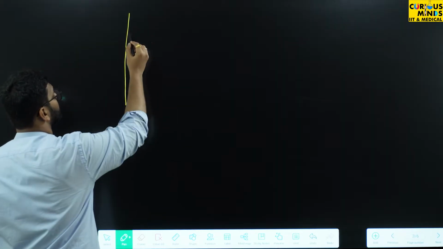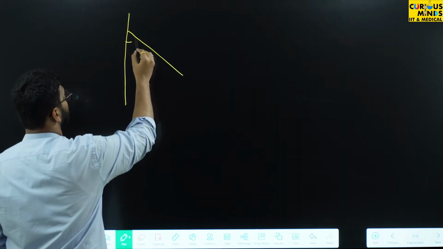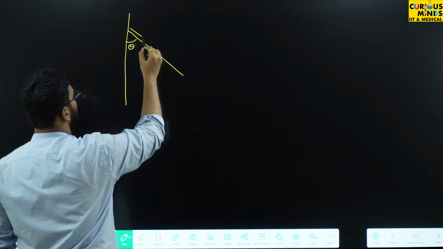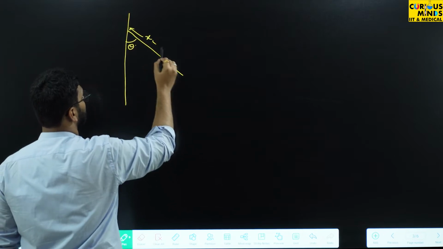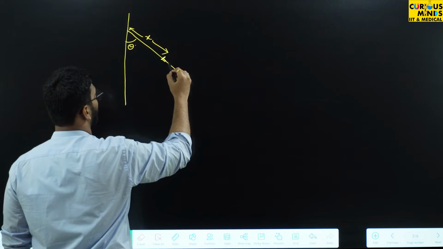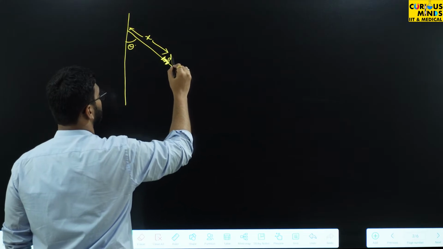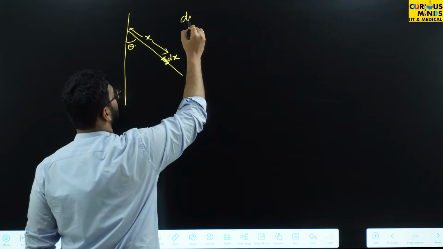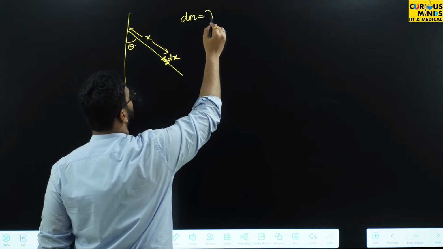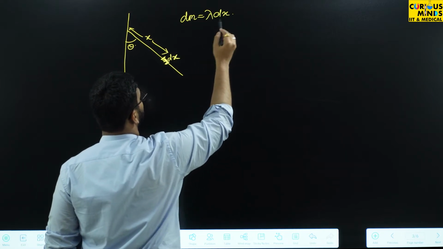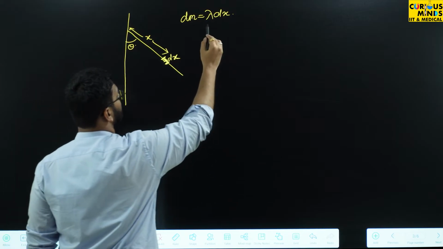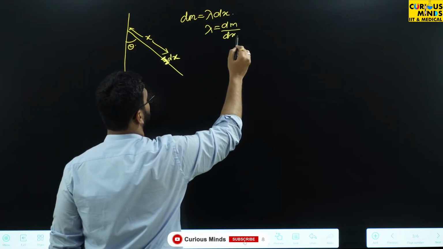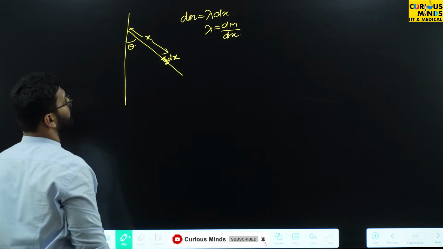Suppose this is our rod. This is angle theta. And let's say this is at a distance x. We have taken a small element, dx. Let's say this dx element has mass dm, which is equal to lambda times dx, because lambda is mass per unit length. So lambda is equal to dm by dx, mass per unit length.